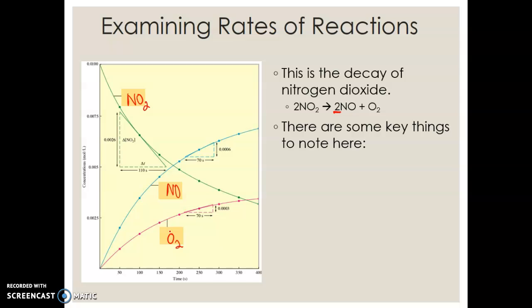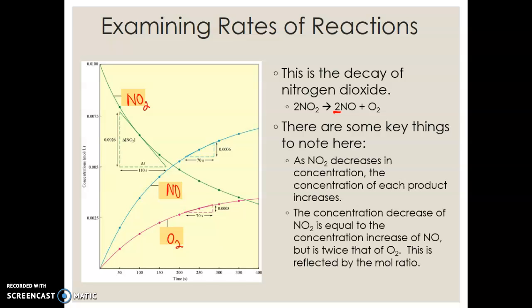So there are some key things to note. As NO2 decreases in concentration, the concentration of each product increases. So we see the decrease of NO2, and in that same amount of time, we see an increase in both of our products. The concentration decrease of NO2 is equal to the concentration increase of NO, but it's twice that of O2. So this is reflected by the mole ratio.